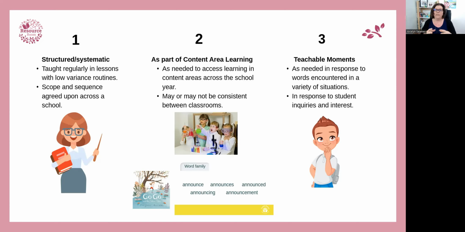So if we have a little bit of a scope and sequence, or a fundamental understanding and common agreement around what we might look at in each grade, then each teacher can have some degree of certainty that these things have been covered. The second area is as part of a content area learning program. So whether that's science or HASS or through rich text in our English lessons, we're going to touch on morphology because they're a gateway to spelling and comprehension and writing.